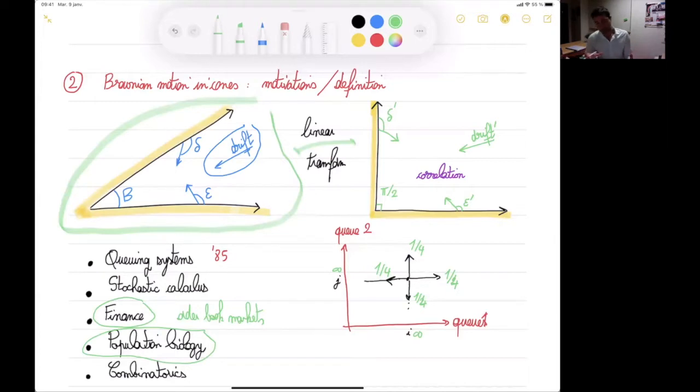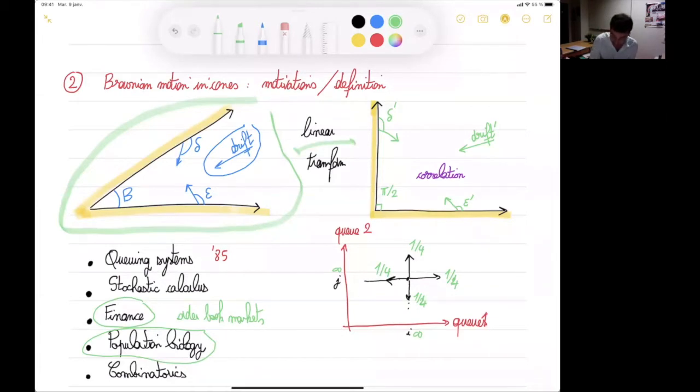So the three motivations were, let's say, from applied probability. But I would say that there are also some motivations in pure probability related to stochastic calculus. If you do exactly the same model in higher dimension, so let's say dimension 3, 4, in fact, almost nothing is known about this model.